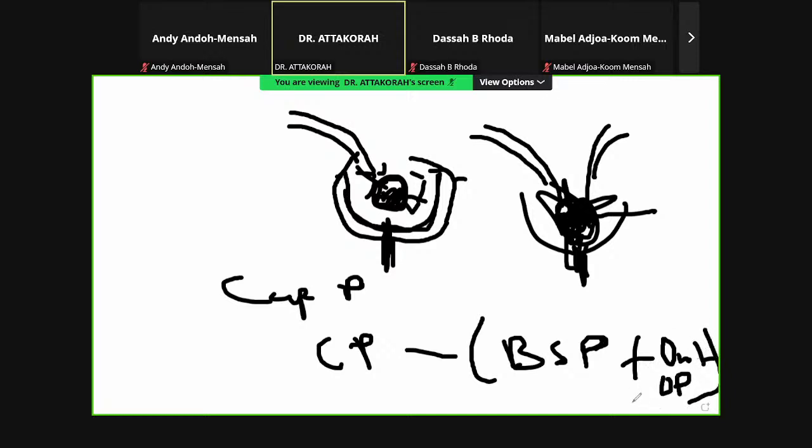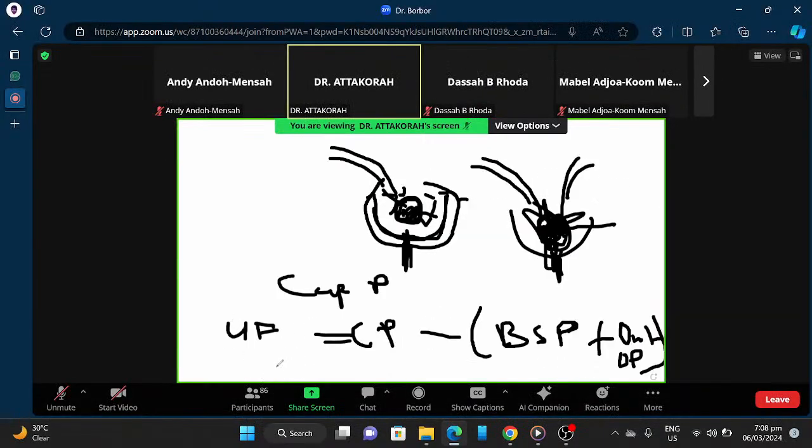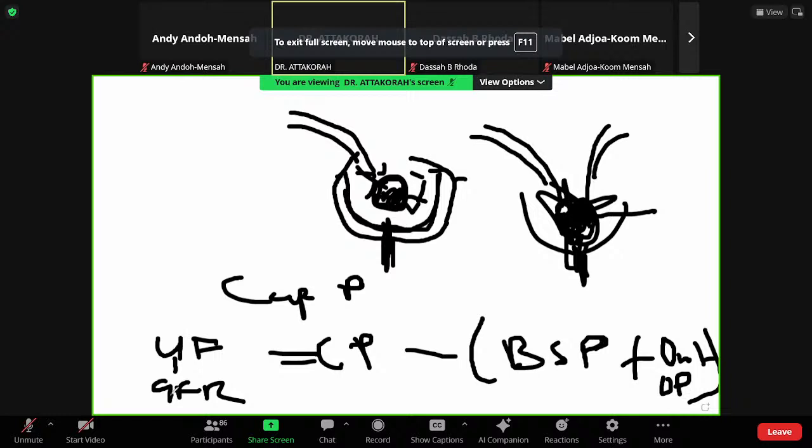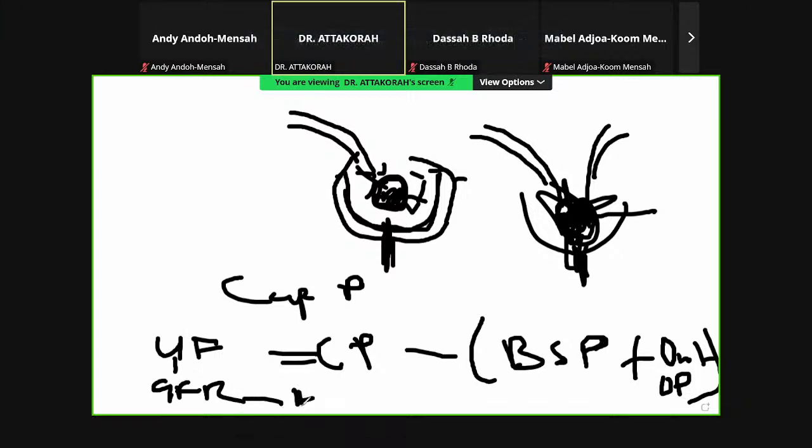And this oncotic pressure plus Bowman capsules pressure should always be less than what? The capillary pressure, such that we will get ultrafiltration. And I'm saying that this ultrafiltration is the same as GFR. And it's also the same as hydrostatic pressure gradient.